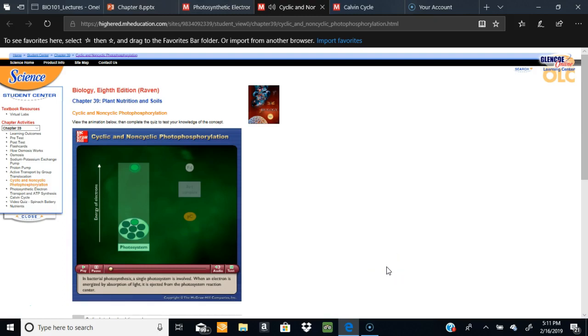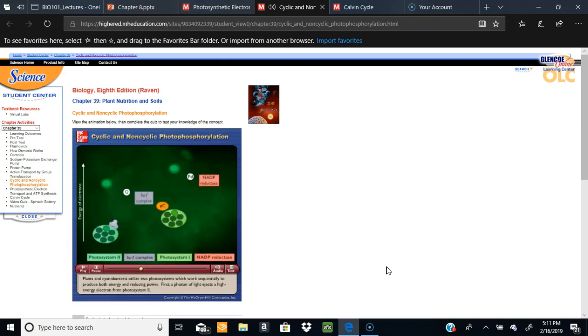Photosynthesis, a single photosystem is involved. When an electron is energized by absorption of light, it is ejected from the photosystem reaction center. The electron then passes down through an electron transport system and finally back to the reaction center. The energy released during this electron transport is used to produce ATP. Since the excited electron returns to the reaction center, this mechanism for making ATP is called cyclic photophosphorylation. No reducing power needed for biosynthesis is generated in this process.